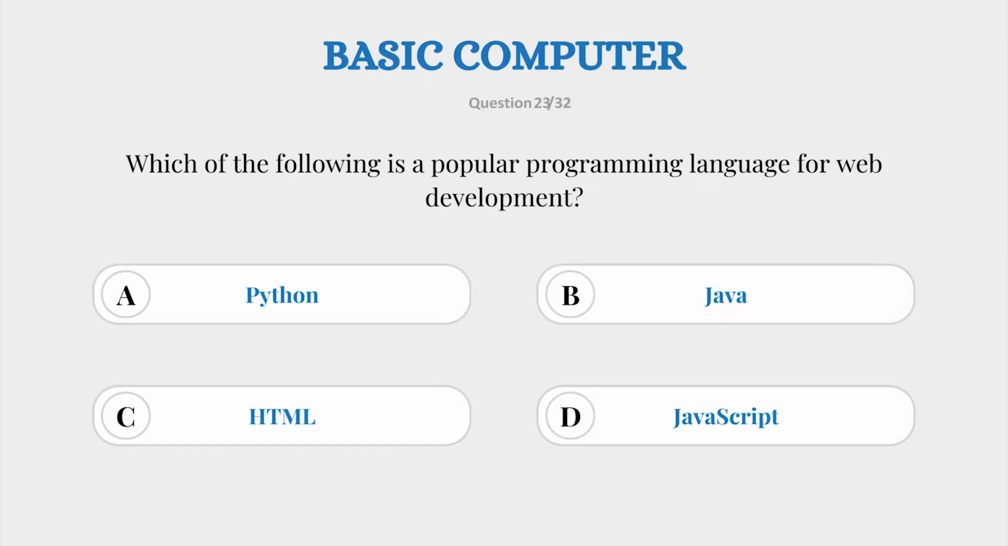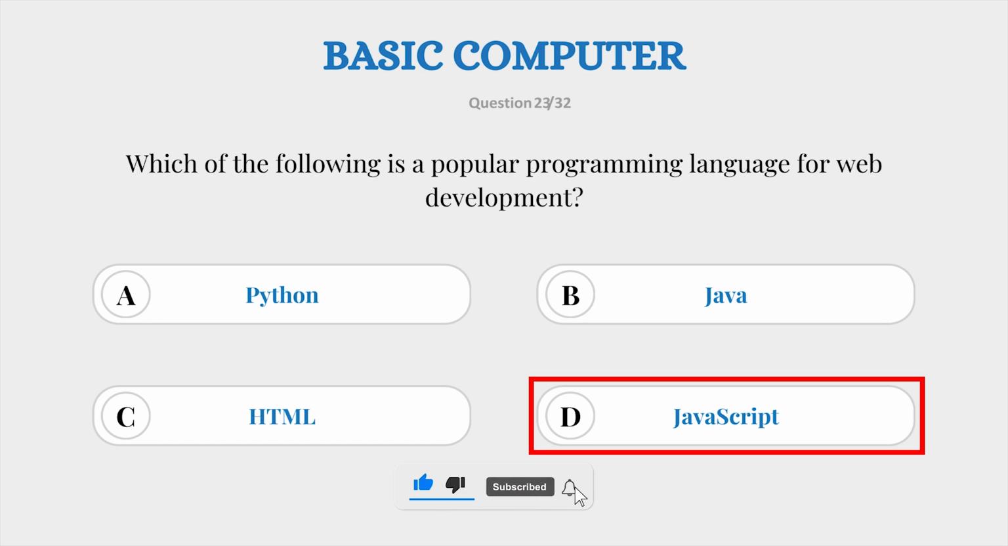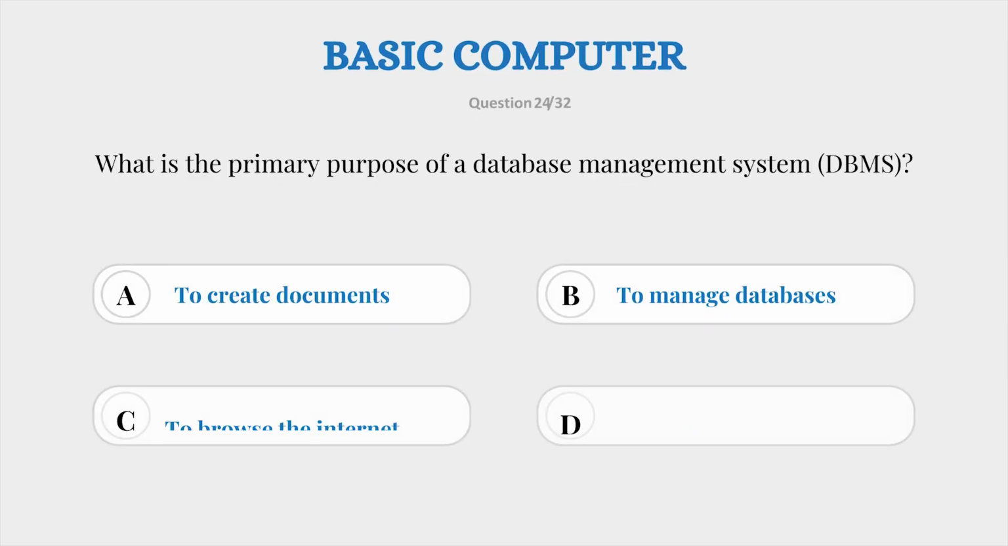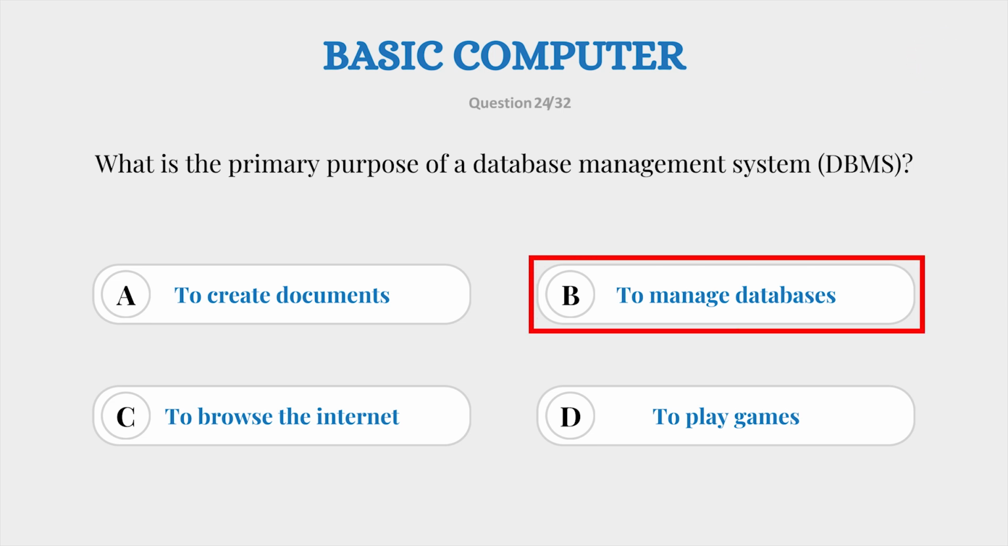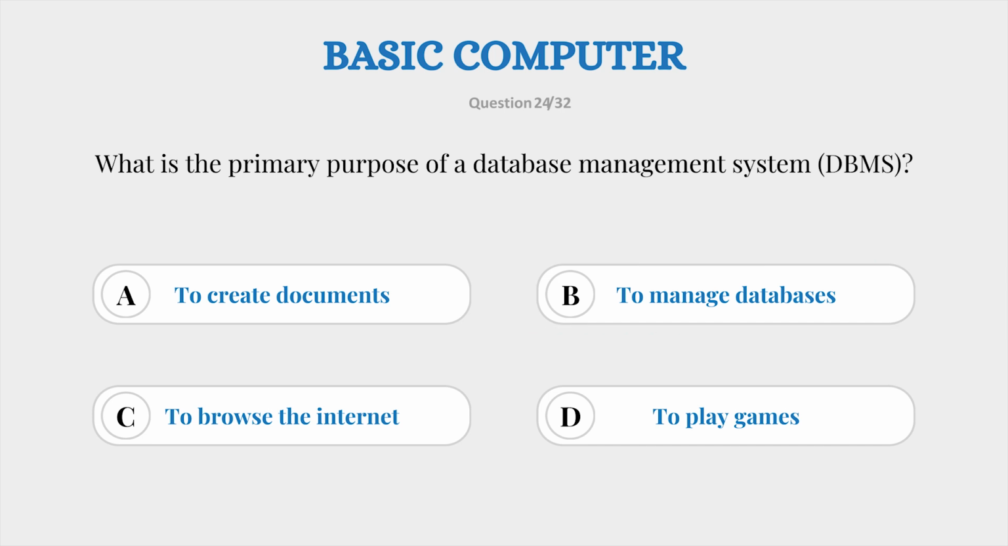Which of the following is a popular programming language for web development? The right answer is D. JavaScript. Next question. What is the primary purpose of a database management system, DBMS? The right answer is B. To manage databases. Next question.